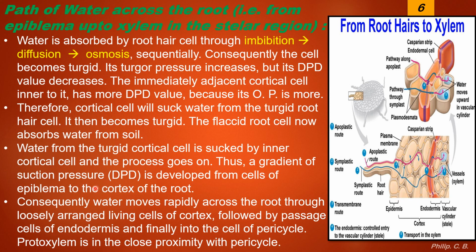Thus a gradient of suction pressure, that is the DPD, is developed from cells of epiblemma to the cortex of the root. Consequently, water moves rapidly across the root through loosely arranged living cells of cortex, followed by passage of endodermis, and finally the cells of pericycle, that is, the protoxylem is in close proximity with the pericycle. So it goes continuously. So it is a continuous process.